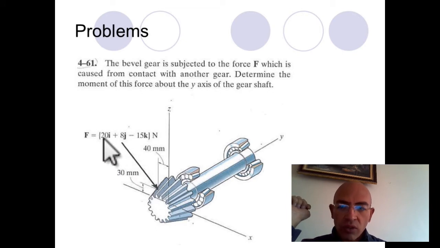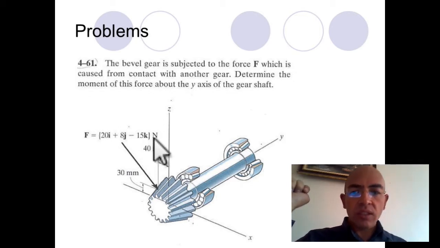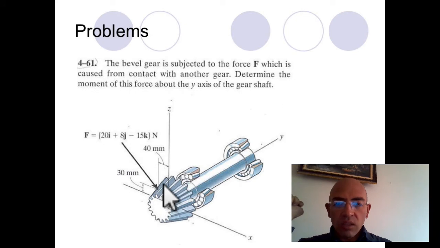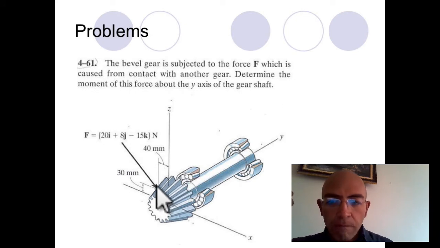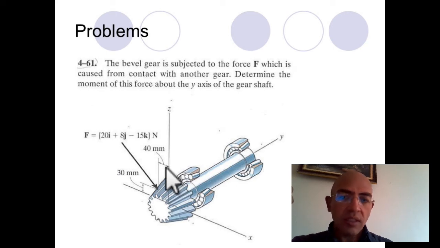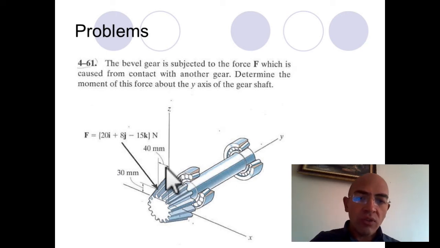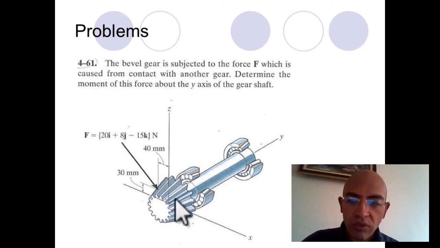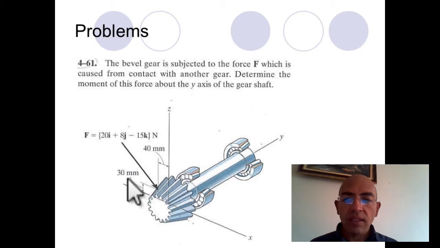Now we are given a force. The force is 20i, 8j and minus 15k vector, and the unit is newtons. The distance between the force and the z-axis is given as 40 millimeters. Therefore, its x coordinate is minus 0.04, and it has a z coordinate of 0.03 meters.